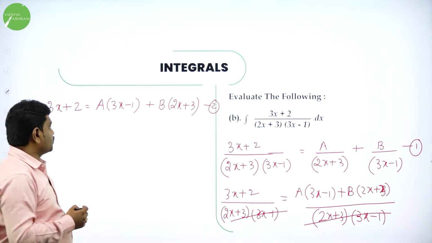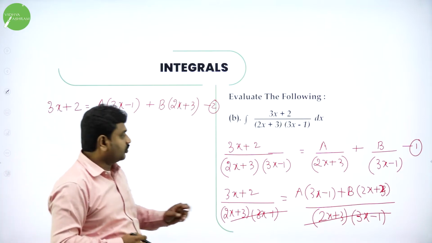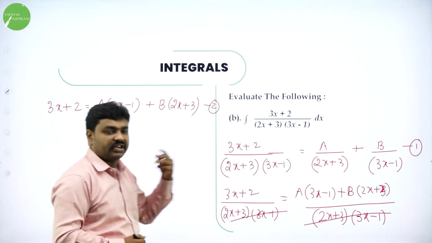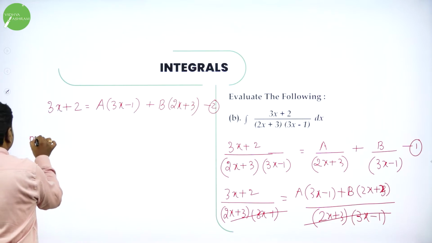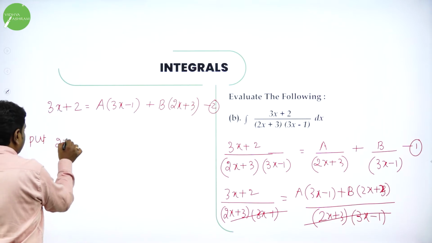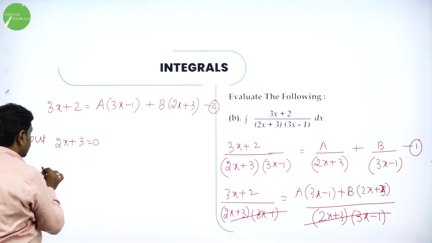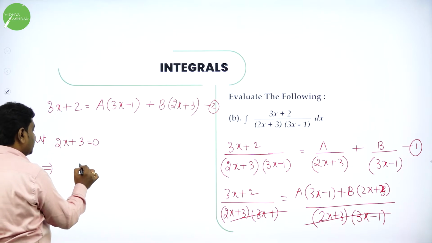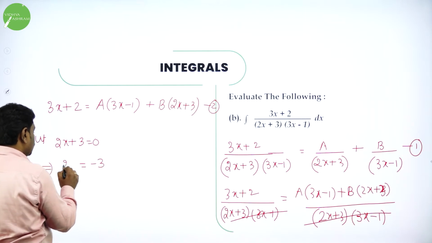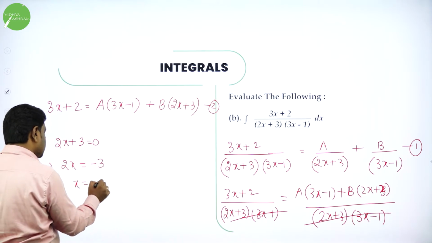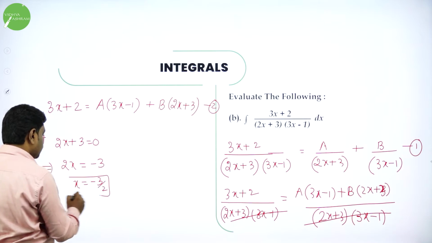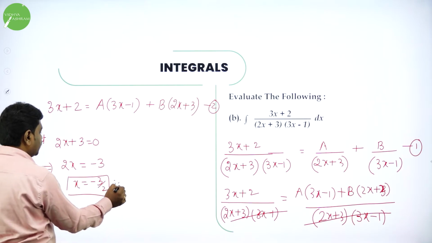Now do the substitution. At a time, equate one factor to 0. Here one factor is 2x plus 3, so equate it to 0, meaning I am taking this factor as 0. So what is x? Transfer 3 to that side, it becomes minus 3. So 2x is minus 3, or x is equal to minus 3 by 2. Put x is equal to minus 3 by 2 in equation 2.